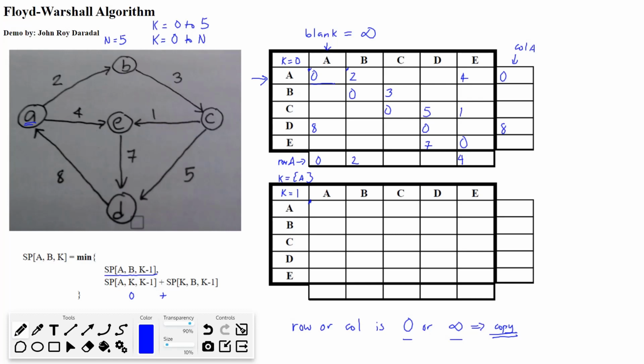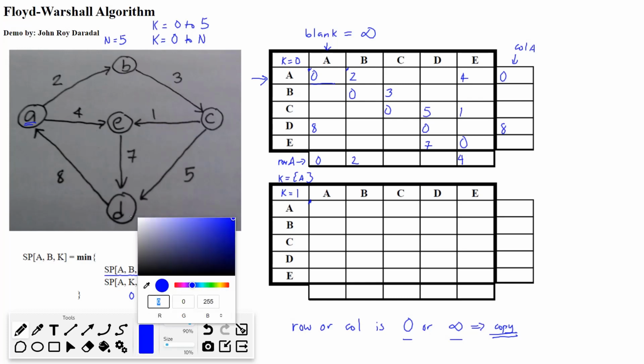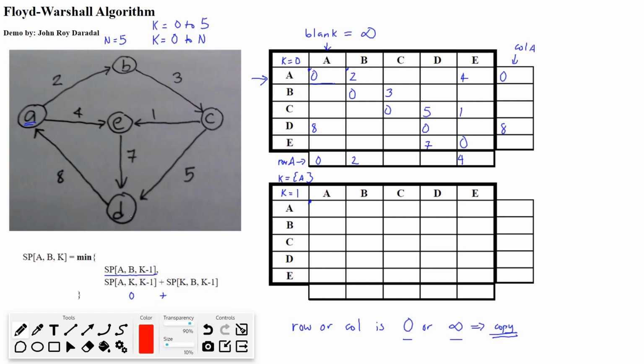So what we'll do is, if it's 0 or infinity, we'll just need to copy. Okay? So let's see what items we need to copy. Okay, so let's change it to red. So this whole row is 0, so we'll just need to copy everything, right? So 0, 0, infinity, infinity, 4, and then this one is also infinity, so we'll also copy everything here.